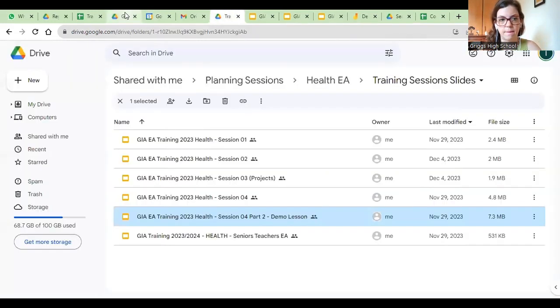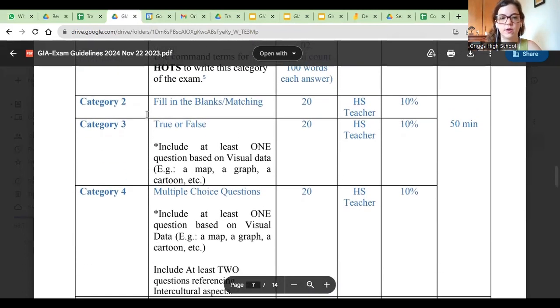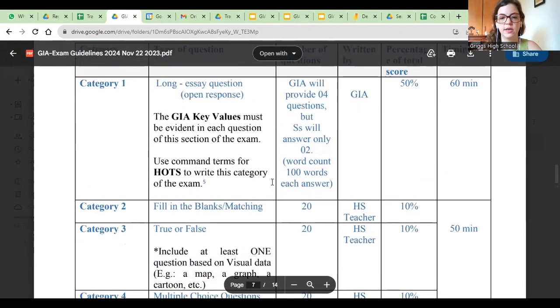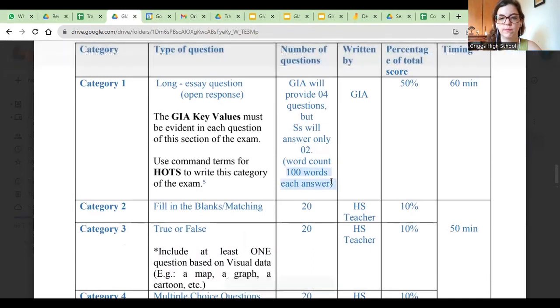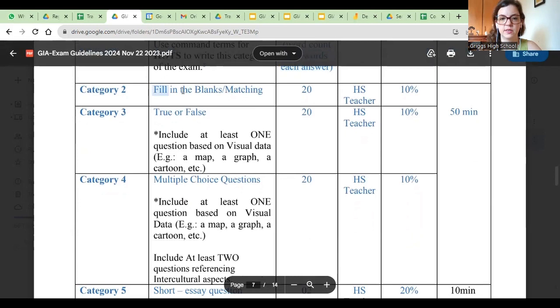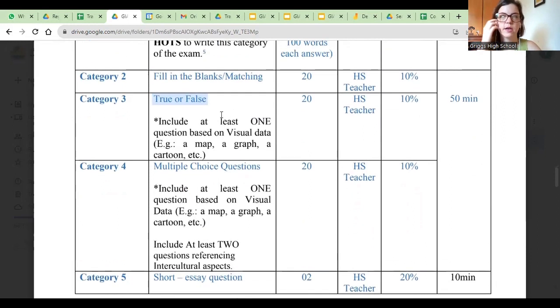And then throughout the course, you're gonna practice. Throughout the course, you should practice the different categories. So, like I said before, give them short paragraph assignments, have fill in the blanks exercises, matching exercises, true or false exercises. And they can watch a video and show their understanding through a true or false exercise.